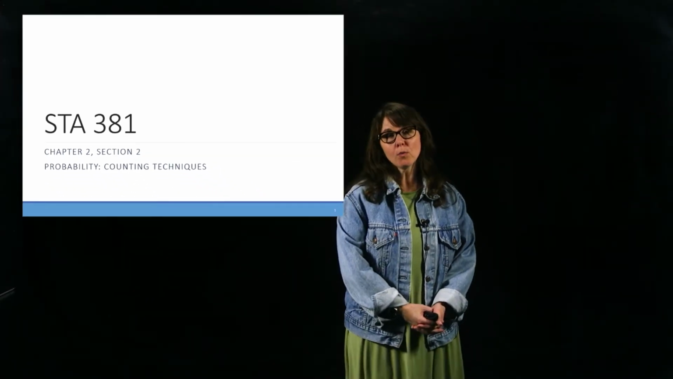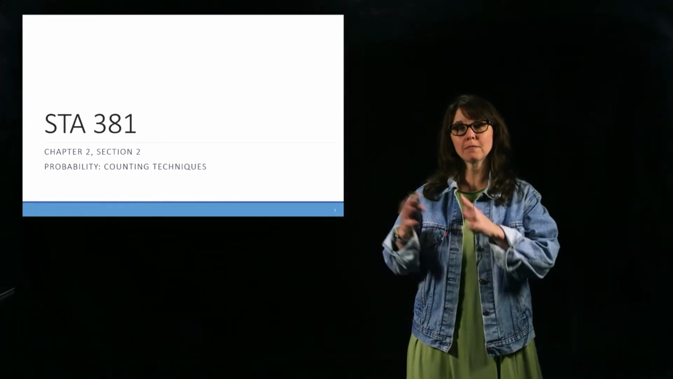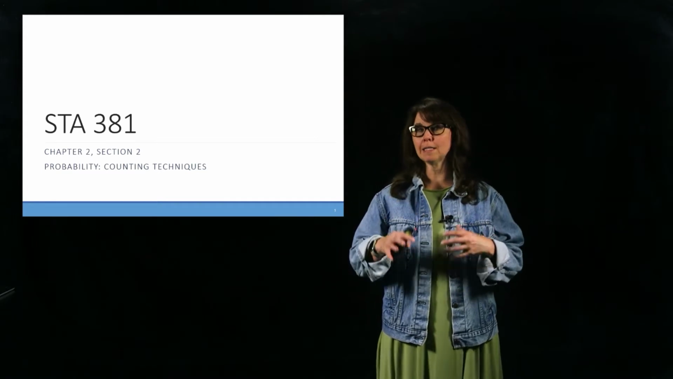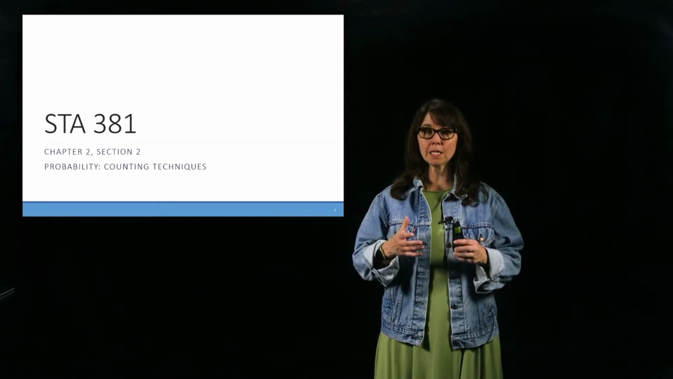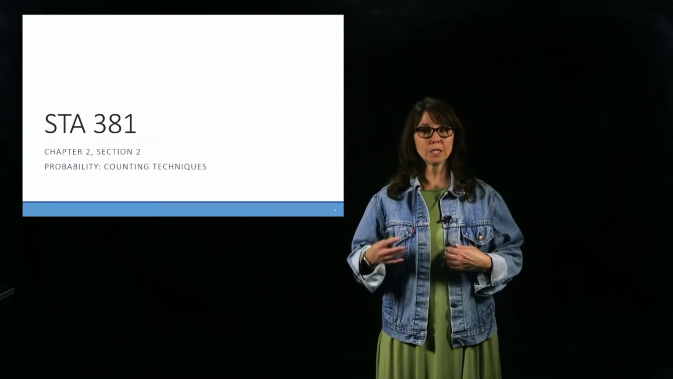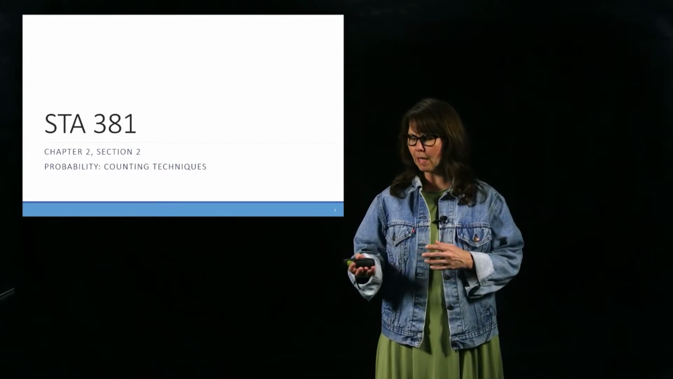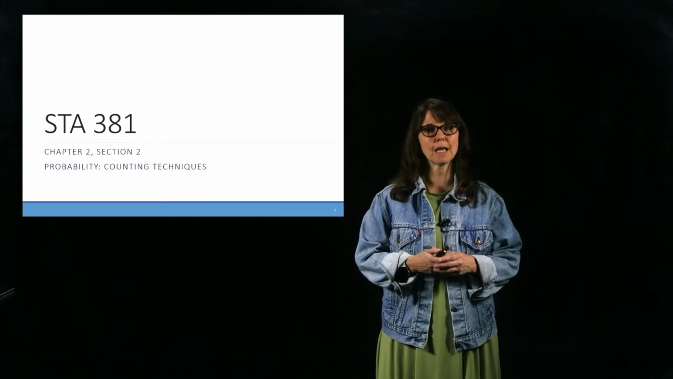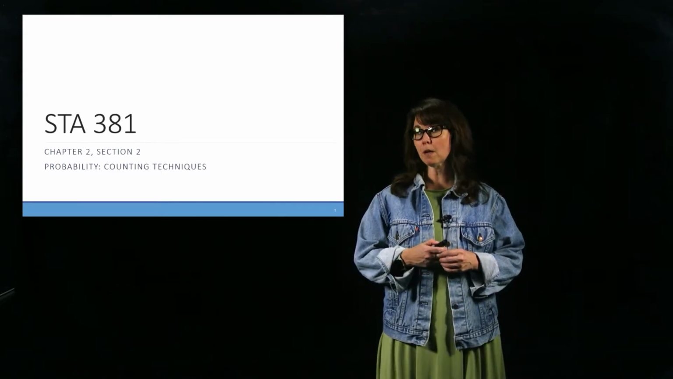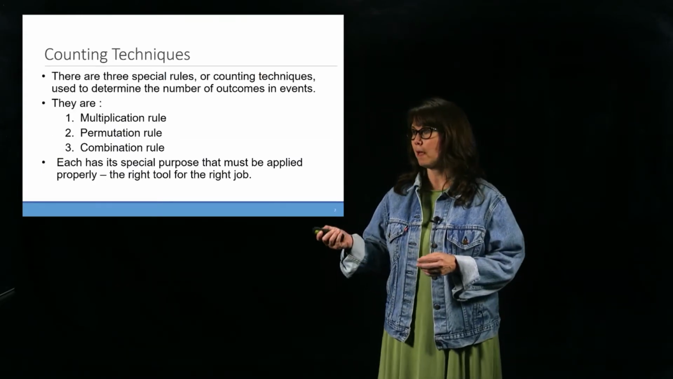Okay, welcome back everyone. We're in Chapter 2, so we've set the stage about this idea of randomness and events, and we did some rules about addition rules and unions and intersections and complements last time. So now we're going to go on and talk about some counting rules.